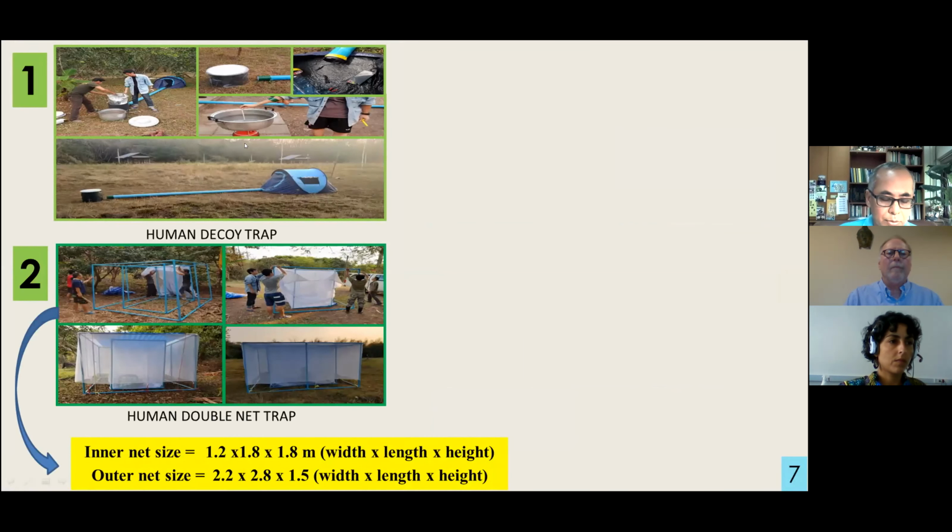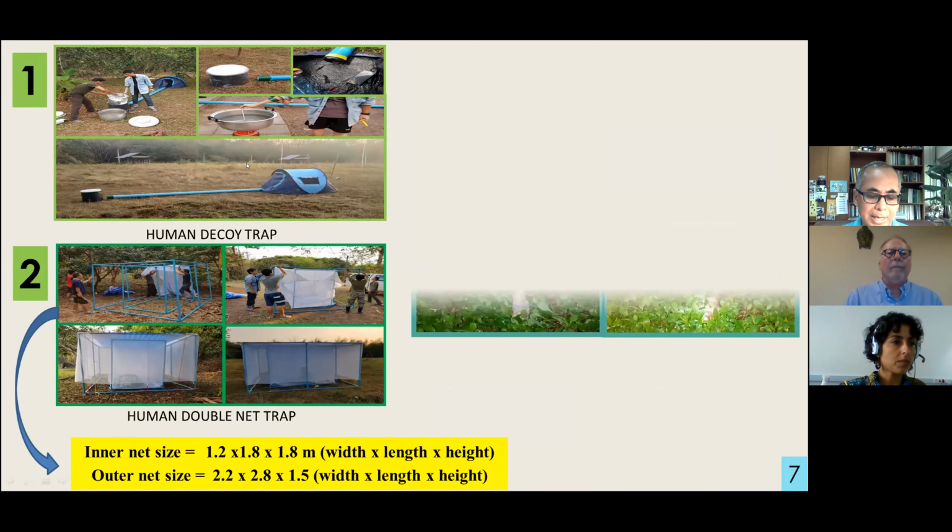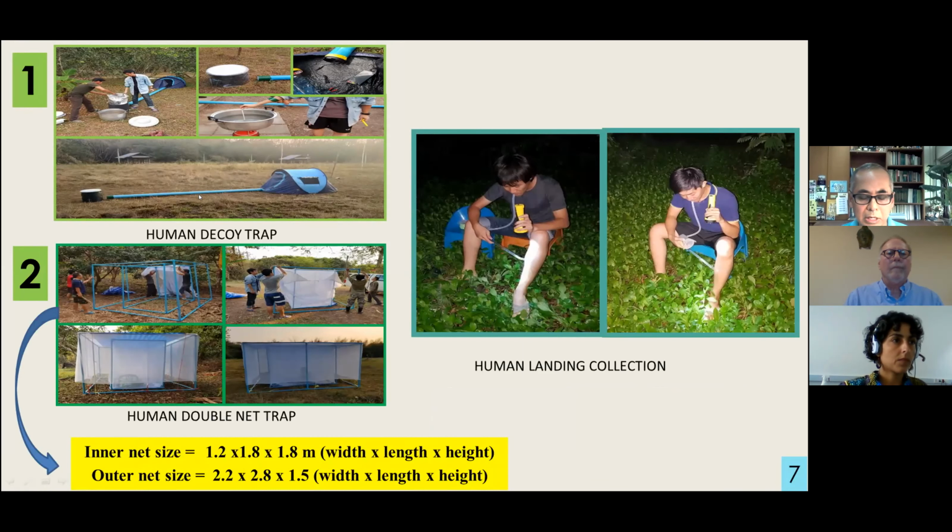This slide shows you the 2 new trap devices as compared to the human landing collection. The human decoy trap was prepared using a camping tent connected with a water pipe and warm water tank at the end, wrapped with black sheets. One human volunteer sleeps inside the tent during the whole night of collection.